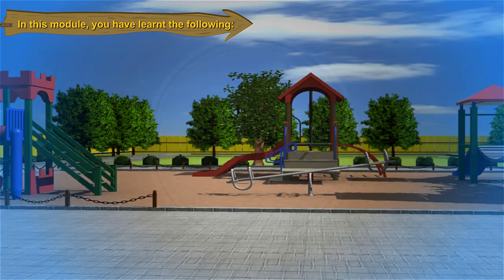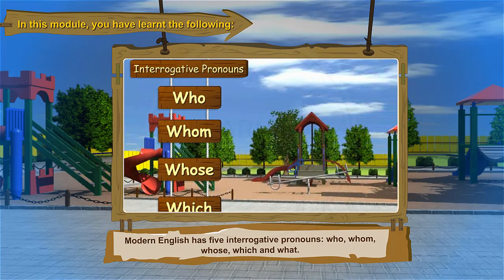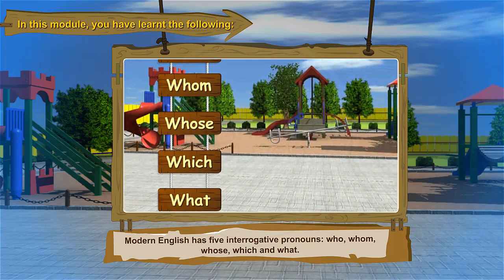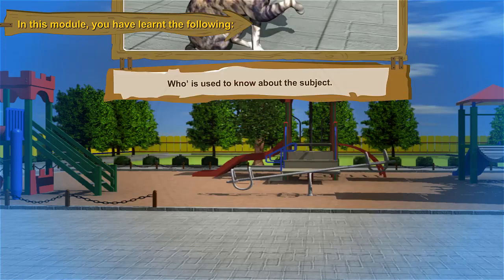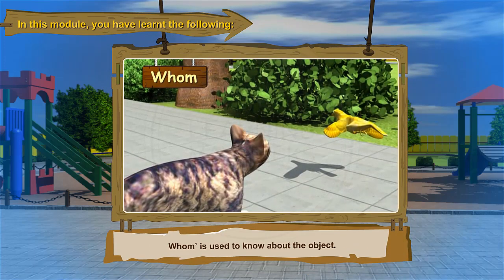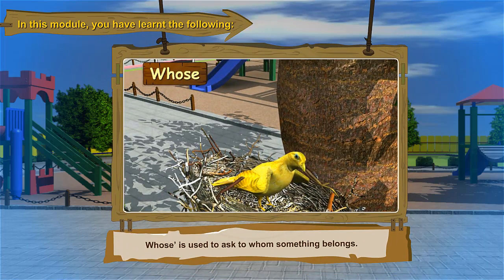In this module, you have learned the following. An interrogative pronoun is used to ask a question. Modern English has 5 interrogative pronouns: who, whom, whose, which, and what. Who is used to know about the subject. Whom is used to know about the object. Whose is used to ask to whom something belongs.